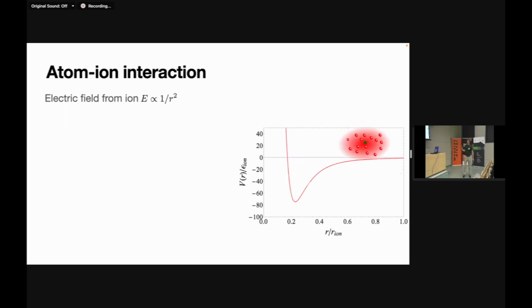This is a theory talk, by the way, so it's not experimental. I will try to tell you what type of physics you can see if you reach the quantum degenerate regime of putting an ion into a quantum degenerate Bose gas or Fermi gas. So now we come to the atom-ion interaction. You know much more about this than I do, but I'll tell you what we put into our theory.